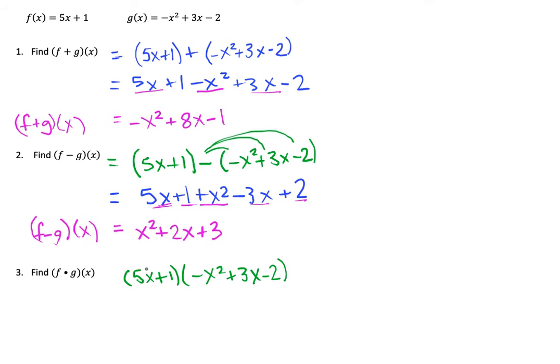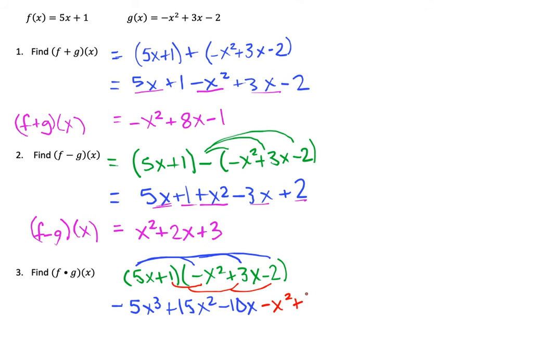First I'll take that 5x and I'll distribute that to every term. So I have negative 5x cubed, and then I have plus 15x squared and negative 10x. And then for fun, I'm going to switch to color. So I'll multiply the 1 to everything. So I have negative x squared plus 3x.